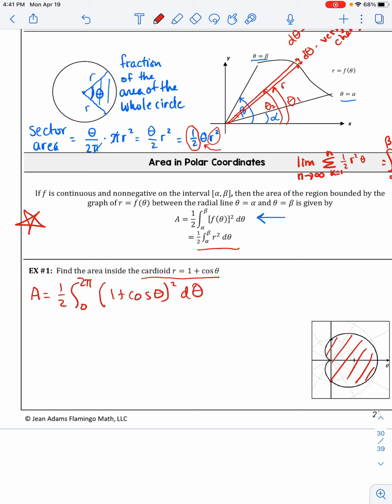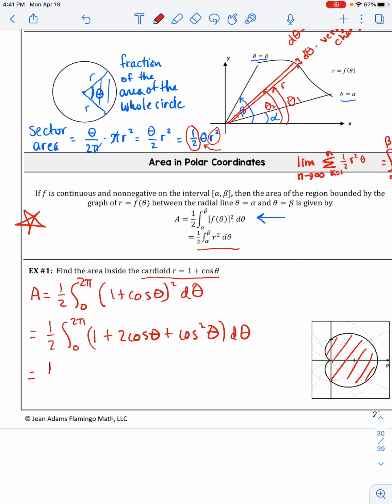The hardest part of this is knowing what your alpha and beta are if they ask you to find a specific piece of it. That is the hardest part. The rest of it is really just applying all the things that you've learned. So here we're going to square this. We've got 1 squared is 1, and then a cosine and another cosine gives me a 2 cosine theta, and then plus cosine squared theta.